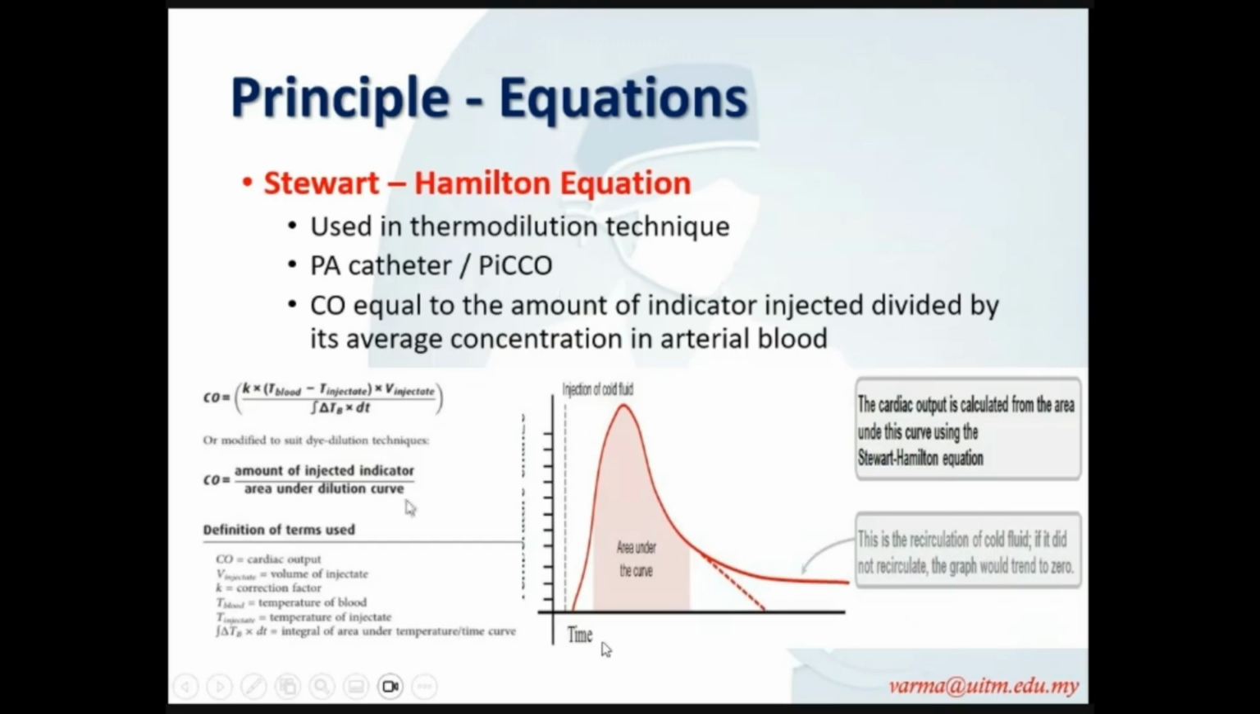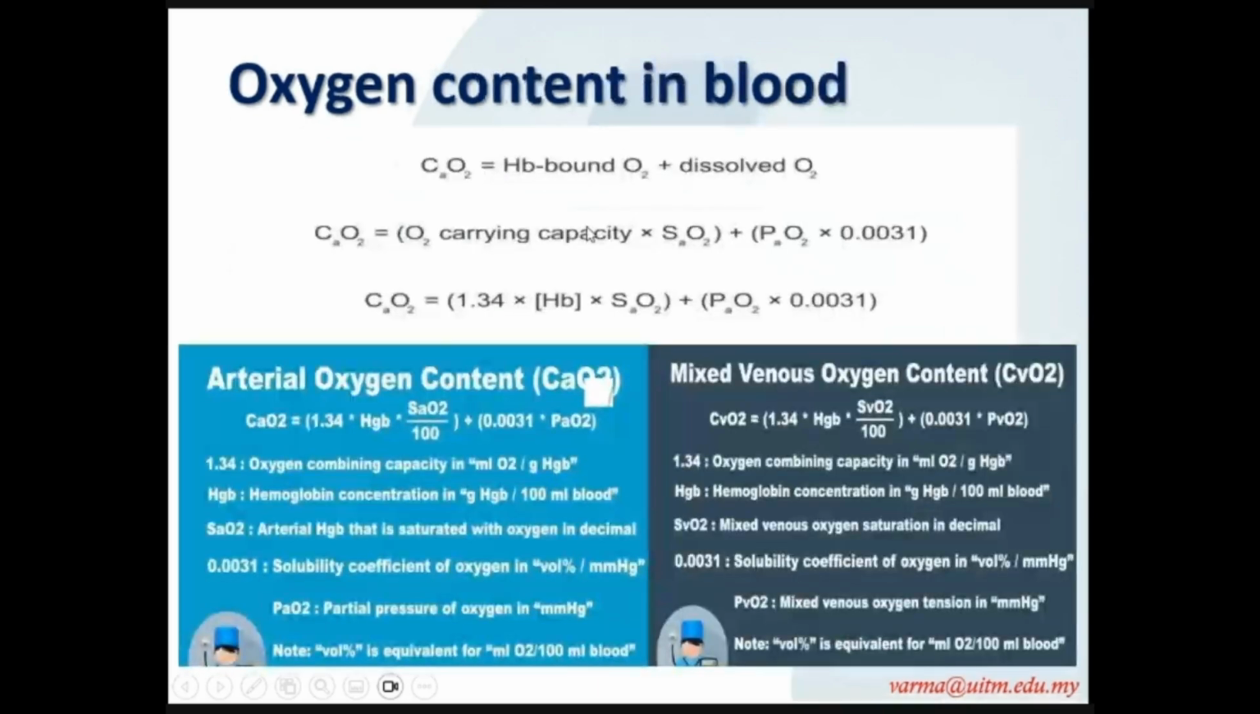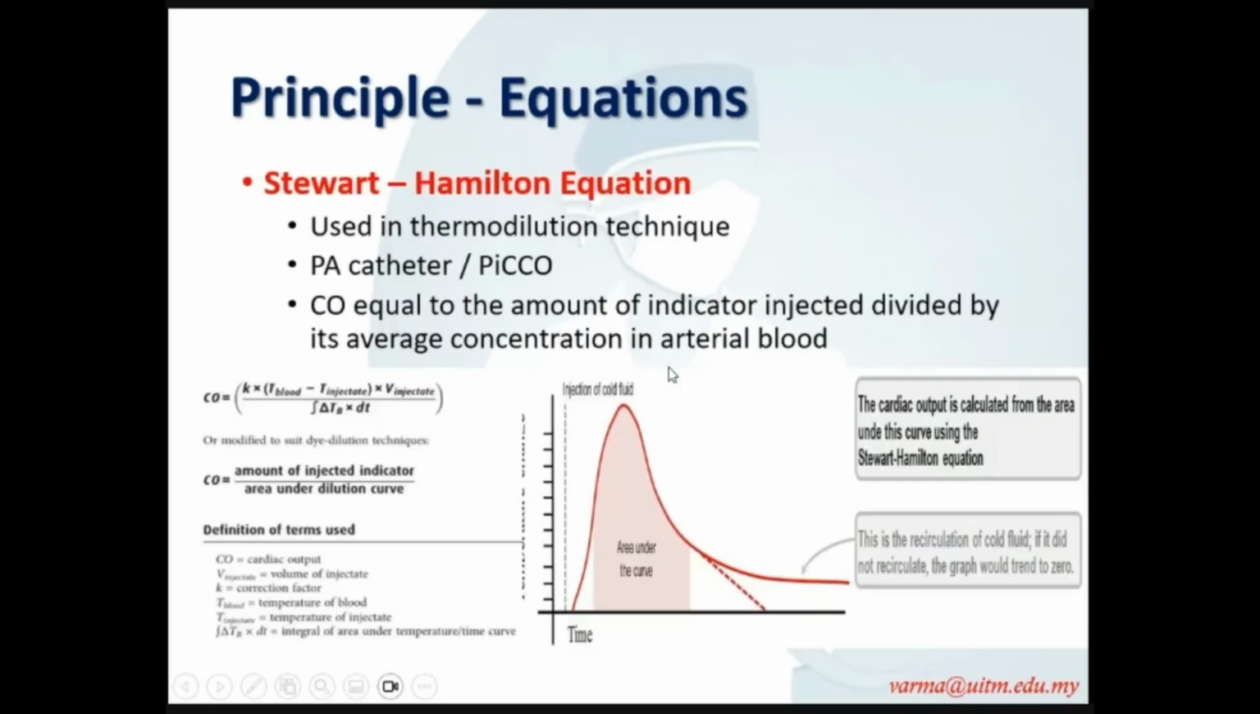Next, we have the Stewart-Hamilton equation, which is a derivation from the Fick principle, and is used in a PA catheter or PICO as well. But it uses a thermodilution technique rather than calculating oxygen, where you have to do all these things. When you have a device, you can use a thermodilution technique where you inject something, mostly cold saline, and you measure the temperature change. That's why it's called the thermodilution technique.